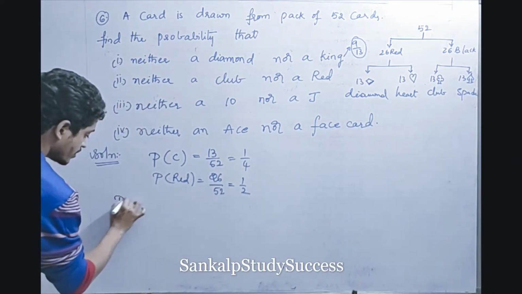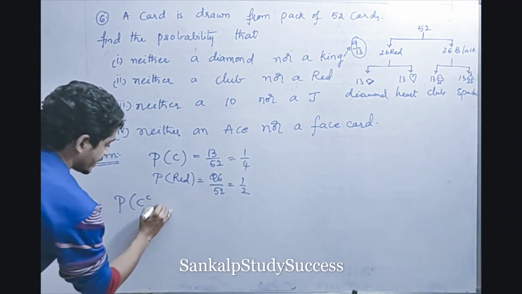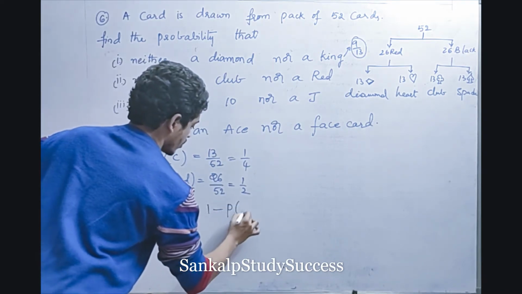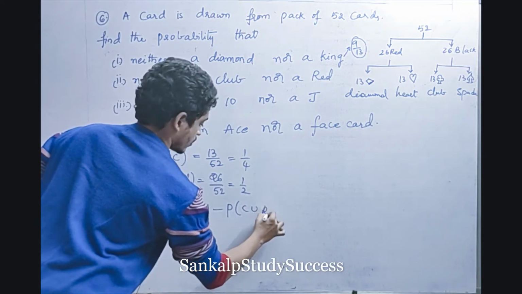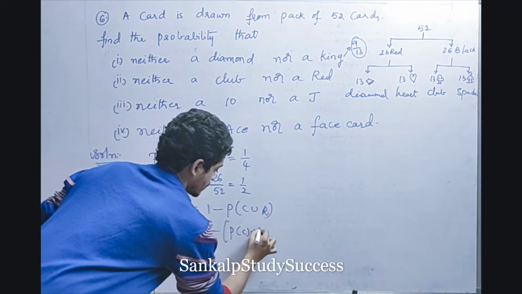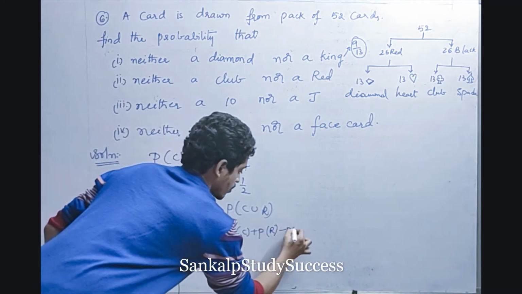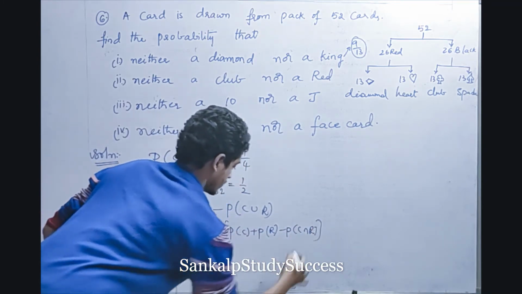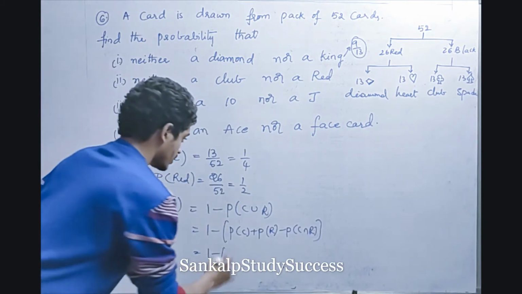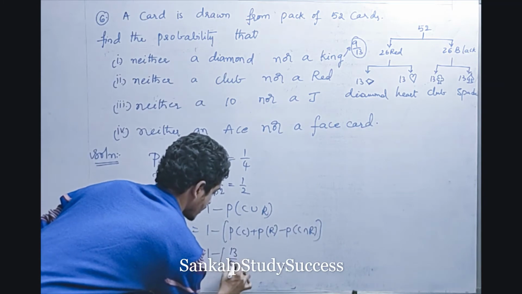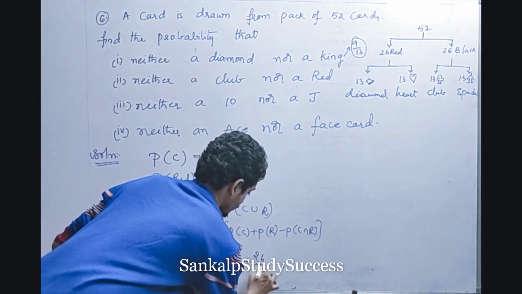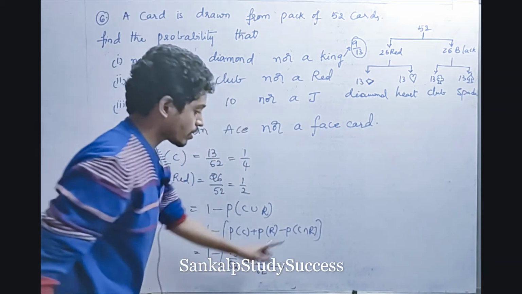In the sense, probability of club complement intersection R complement. So fine, this is nothing but 1 minus P of club union R. This is addition theorem once again. So 1 minus P of club plus P of red minus P of club intersection red. Yes, so 1 minus, what is P of club? 1 by 4. That is nothing but 13 by 52. Let us take that for easy calculation. Next, P of red, that is nothing but 26 by 52. So minus, what is this value, friends?